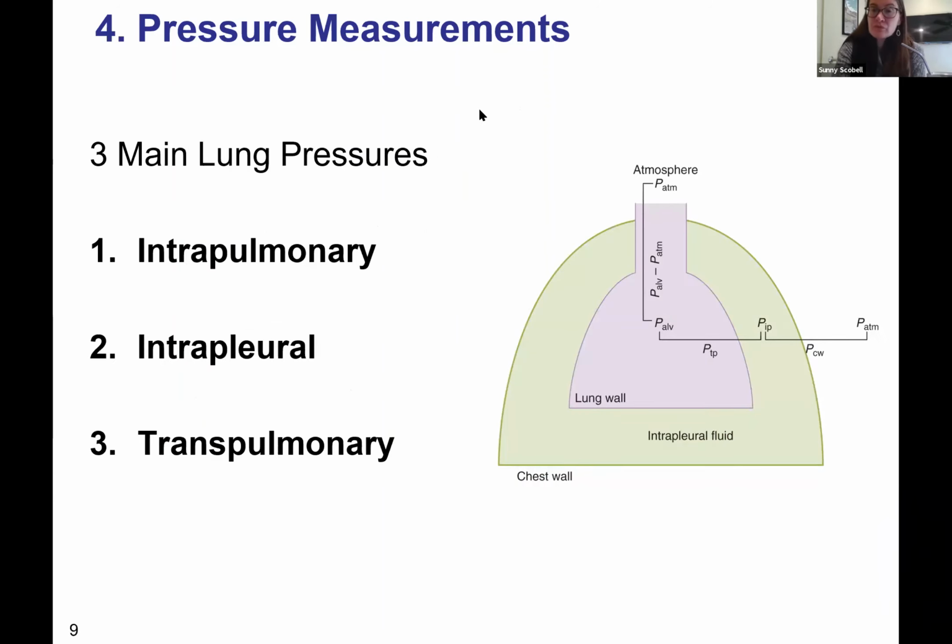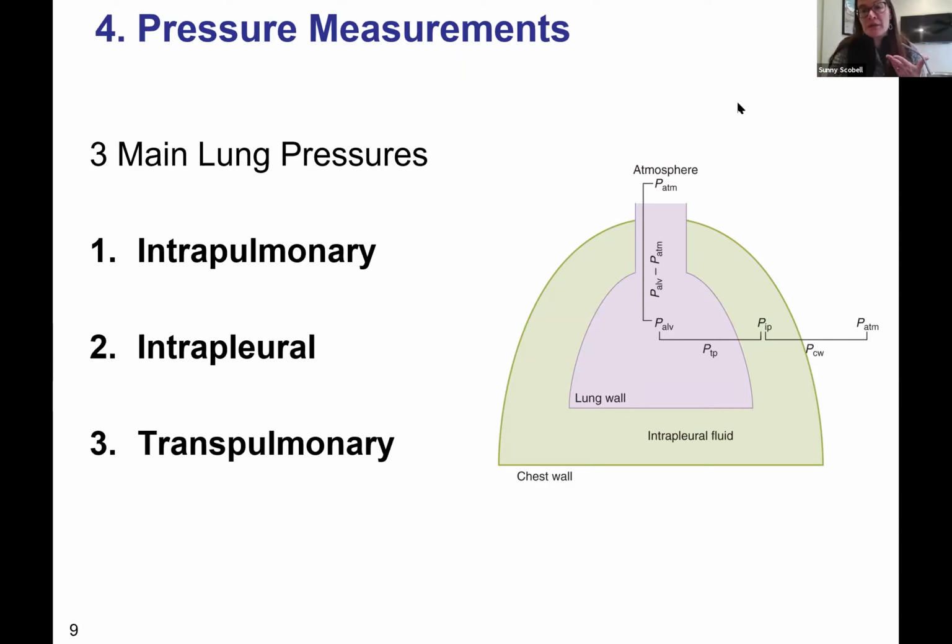So now we can start thinking about 3 main lung pressures. And actually there's 4, I'll get to the end. Transpulmonary is part of transmural pressure, and transmural pressure is pressure across a wall. And we're going to talk about pressure against the chest wall.